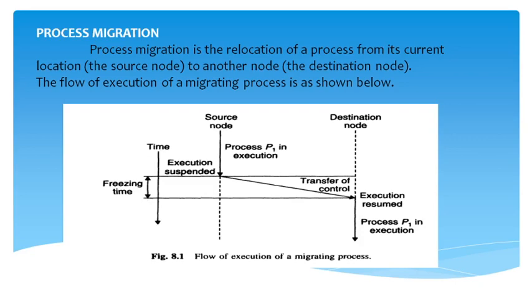Otherwise, the instructions would keep going on in the nodes. So we need to freeze that process and suspend the execution. Then we transfer the P1 process to the destination node. This relocation of a process from its current location to another node, the destination node, is called process migration. The flow of execution is like this.